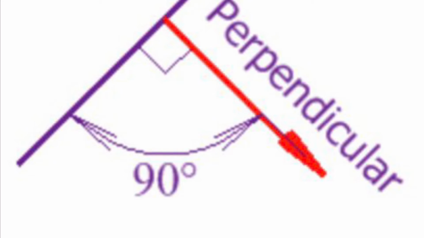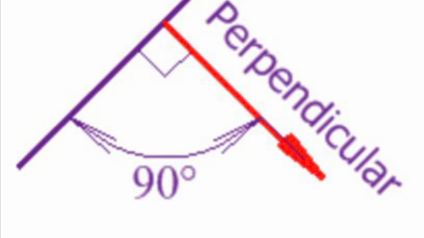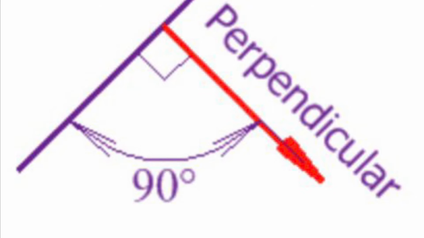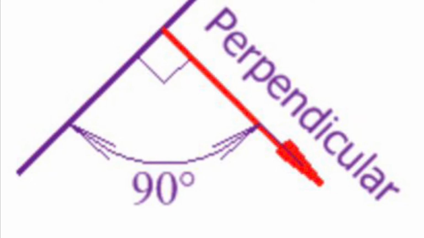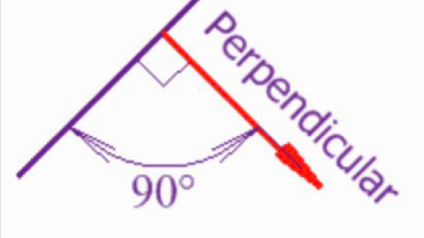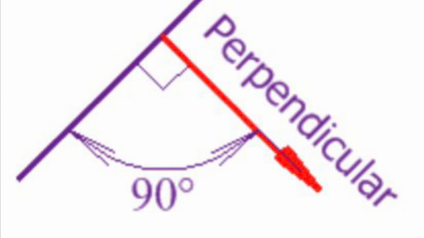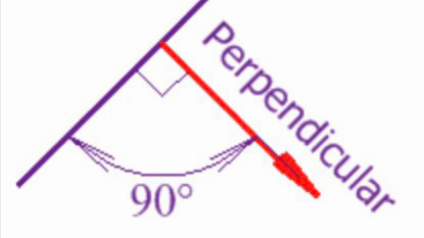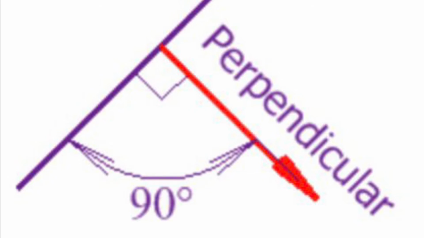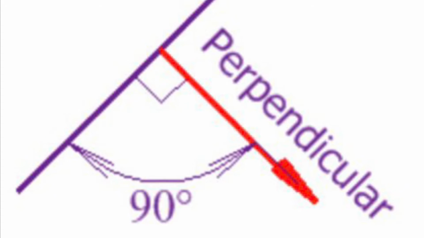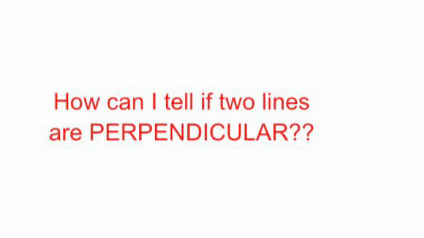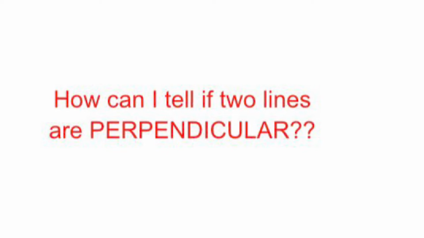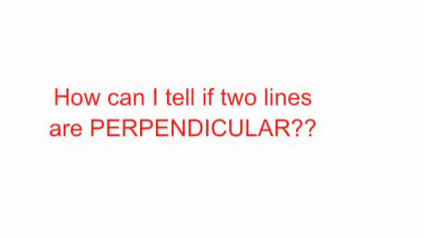The big idea for this video is learning how to find out if lines are perpendicular or not. And that's especially interesting in a triangle because if 2 of the sides are perpendicular, that means there's a 90 degree angle and it's a right angle triangle. The big question is, how can I tell if 2 lines are perpendicular?